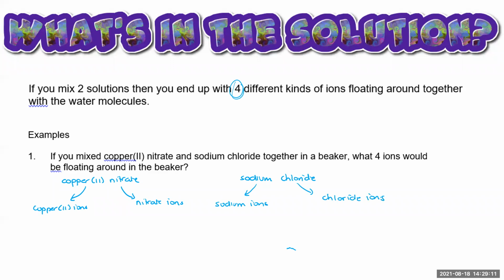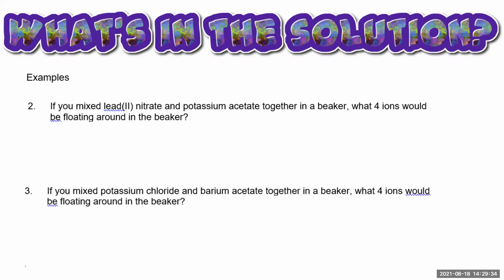So the four ions that are going to be floating around in the beaker are copper 2 ions, which is Cu2+, nitrate ions, which are NO3-, sodium ions, which are Na+, and chloride ions, which are Cl-. Now that's what you're going to have present in your beaker. Let's have a look at another one.